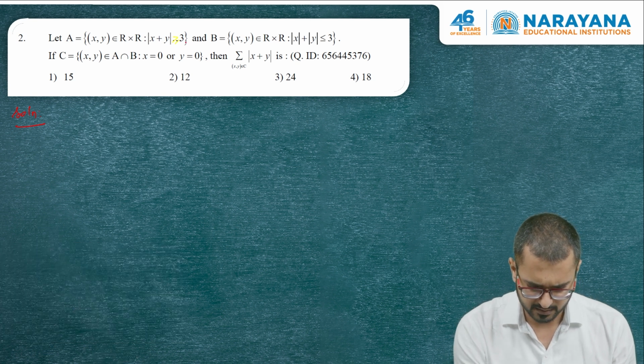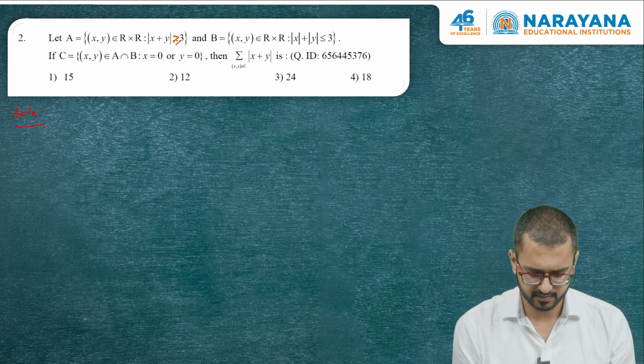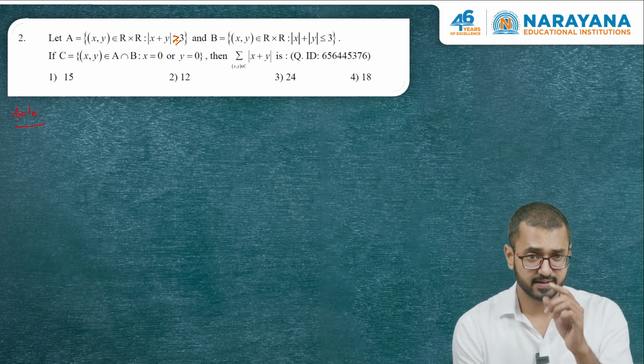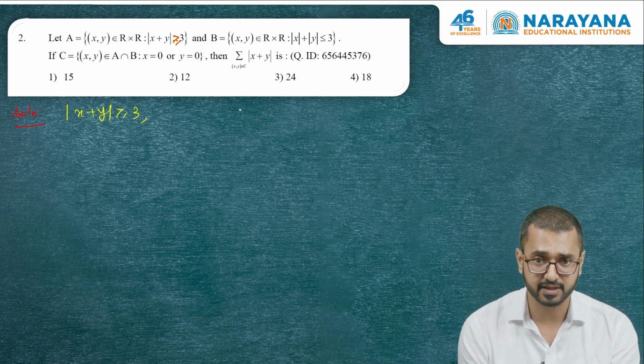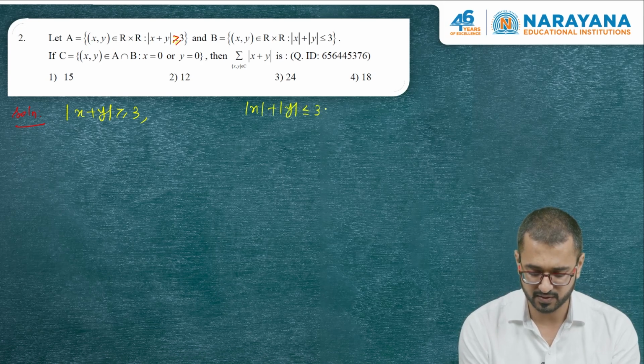This is fine. To correct the question, this is greater than or equal to. Okay. So the first part is mod of x plus y is greater than or equal to 3, and the second part is mod of x plus mod of y is less than or equal to 3.